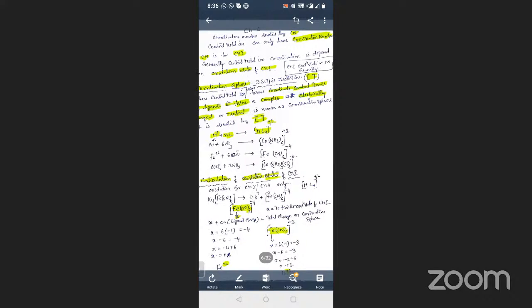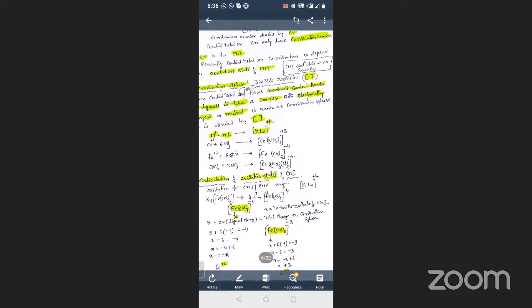Similarly, we will go for another example, K3FeCN6. When it undergoes ionization, we get 3 potassium ions and FeCN6 to the power of -3. Here it was -4, here it is -3. x plus 6 into -1 is equal to -3, so x minus 6 is equal to -3. x is equal to -3 plus 6, so x is +3. So iron is in the +3 form, that is ferric.